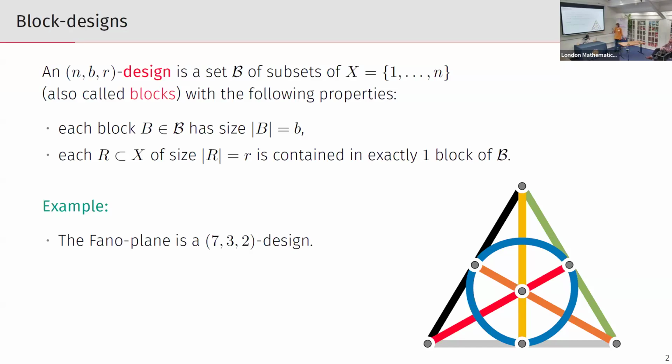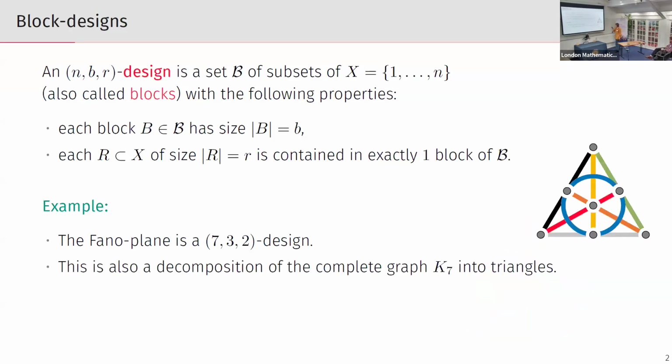Okay, how does this connect to what I just did before? Well, this can also be seen as the decomposition of the complete graph on 7 vertices into triangles. So I have all the edges on my 7 vertices, and each of these colored things here, I consider as a triangle. So it's this edge, and this edge. Right? And since every pair is covered exactly once, that will give me a decomposition of the complete graph into triangles.